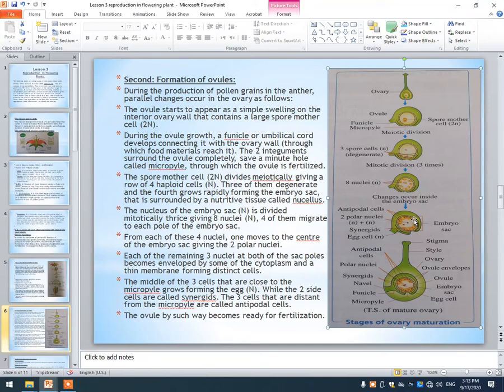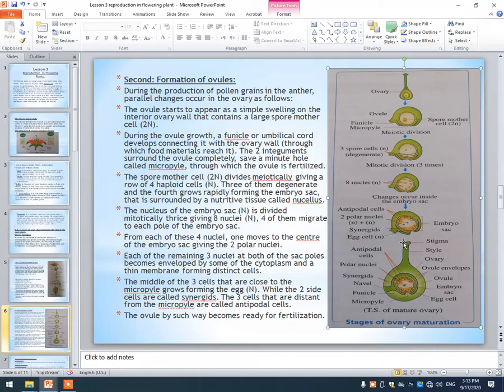From each of these 4 nuclei, one moves to the center of the embryo sac, giving 2 polar nuclei. This is called the 2 polar nuclei. The 3 above are called antipodal cells, and of the 3 at the bottom, one is the egg cell, and it is surrounded by 2 cells called synergids.